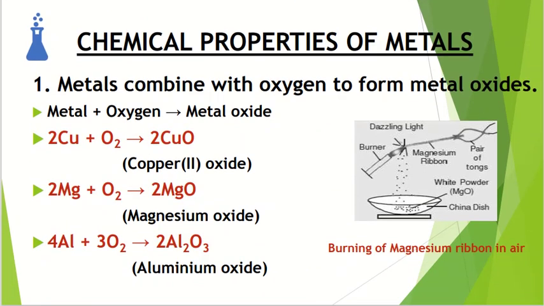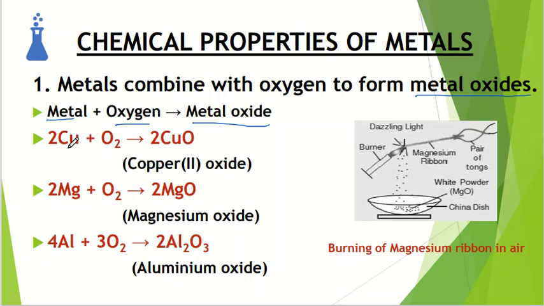Chemical properties of metals. Metals combine with oxygen to form metal oxide. Like this, metal plus oxygen gives us metal oxide. Copper plus oxygen, we get copper oxide. That means it releases copper oxide.